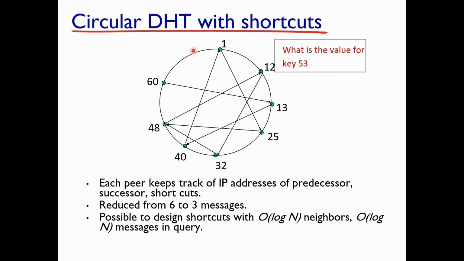Now consider a circular DHT with shortcut. So along with the predecessor and successor, a DHT peer will also have the IP address of the shortcut. You can see the shortcuts shown with the help of the directed line. Now for the node 12, the predecessor will be 1 and the successor will be 13 and the shortcuts will be shown as well. Okay, so all this data is maintained over here.